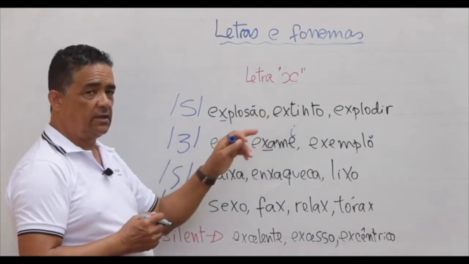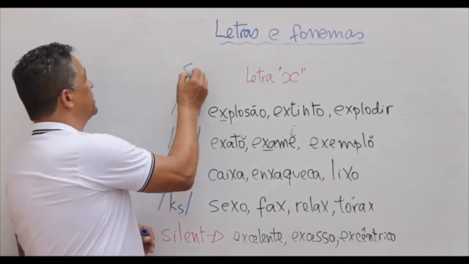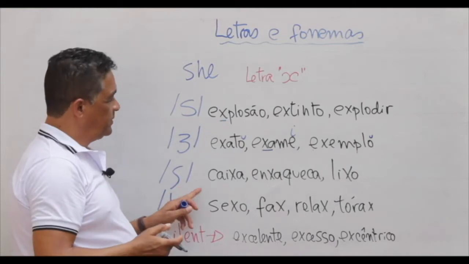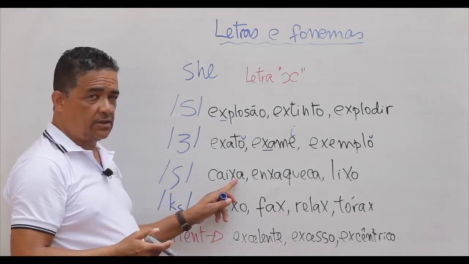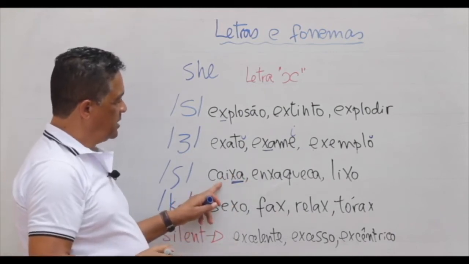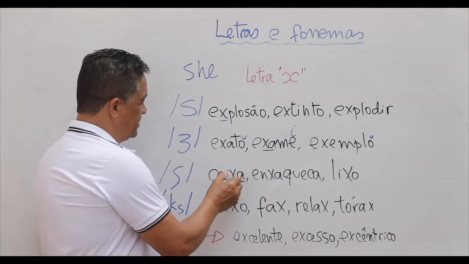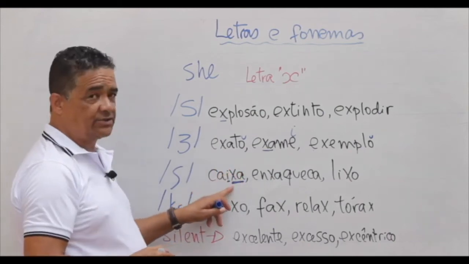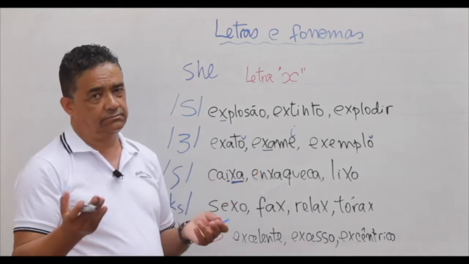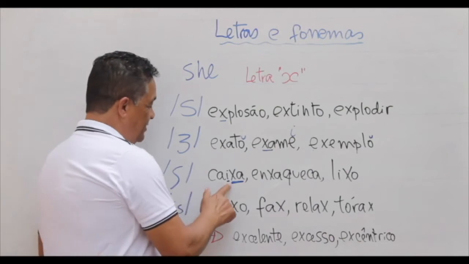The letter X also has the sound of sh, like for example the word she, sherry, caixa. That means box. In everyday language, we do not pronounce the letter I. We say just caixa. Of course, people tend to eliminate vowels, right? Caixa.